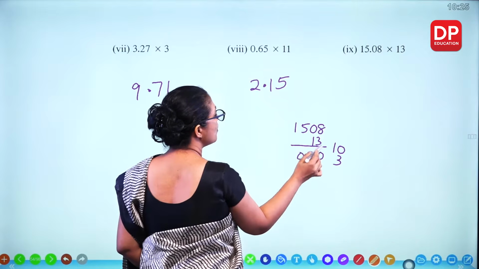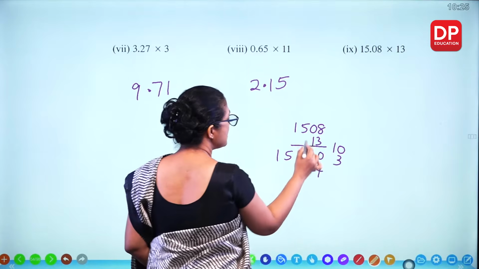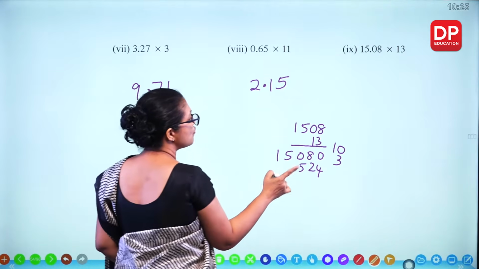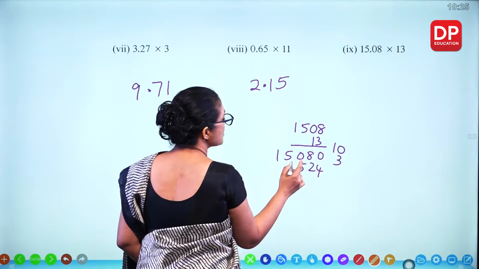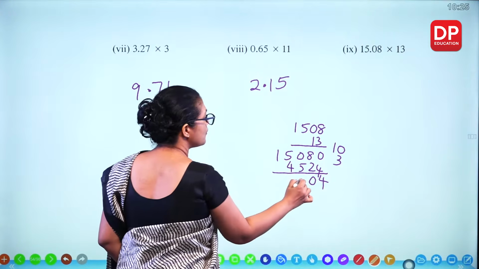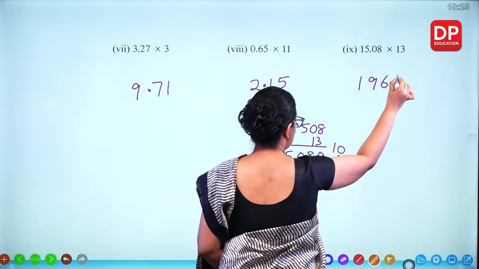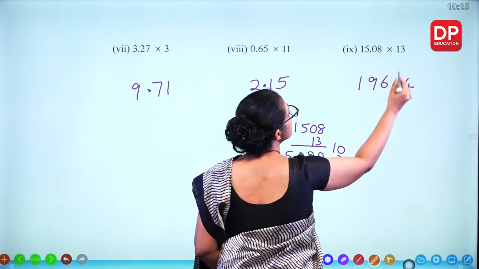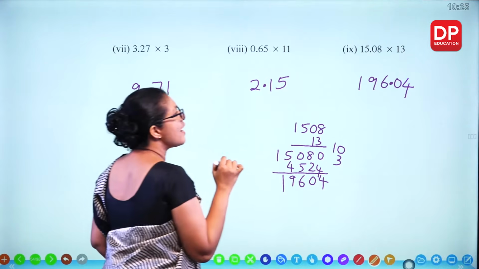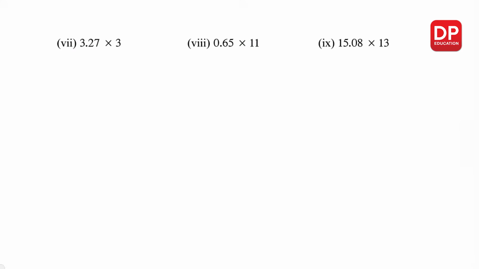8, 0, 5, 1. 3 times 8, 24. 3 times 5, 15. And 3 times 1, 3. Plus 1, 4. So when you add it, you get 19604. 2 places you have to keep. So the answer is 196.04. Ignore the decimal point and then just multiply by 3 and then consider 2 places to keep.